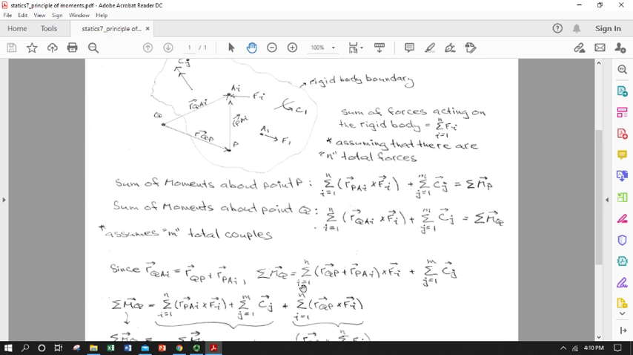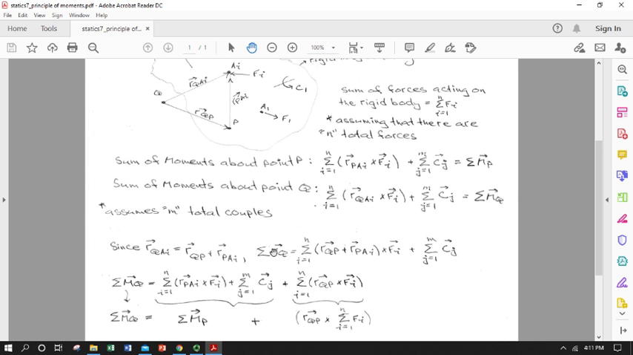Okay. Well, let's just substitute that in for R Q A, just like we have in the past when we were doing proofs for couples. So let's substitute this expression in for R Q A in our sum of all of these different moments due to forces about Q. So now we would write the sum of the moments about point Q is the sum from i from 1 to n of R Q P plus R P A sub i cross F sub i for all the different i's representing all the different forces and all the different points on their lines of action. And then we add the couples.